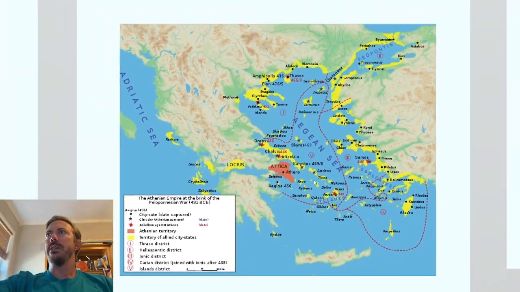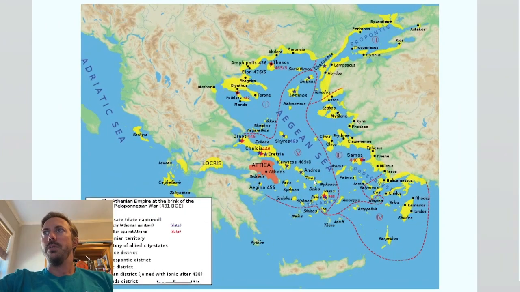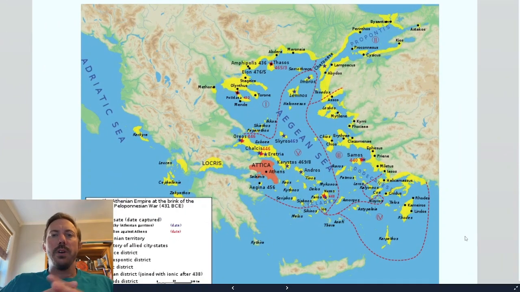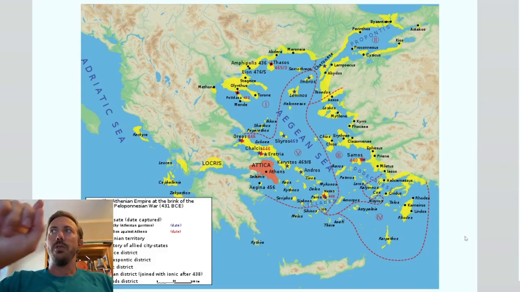The point was that the Delian League is a free alliance of a bunch of Greek city-states. Athens is the leader, and it is centered at Delos. That's where the meetings are held. That's where the governance is done. That's where the treasury is. All the money, all the finances of the league are held at Delos. Okay, and the first objective is to free the Ionian Greek city-states from Persian control.